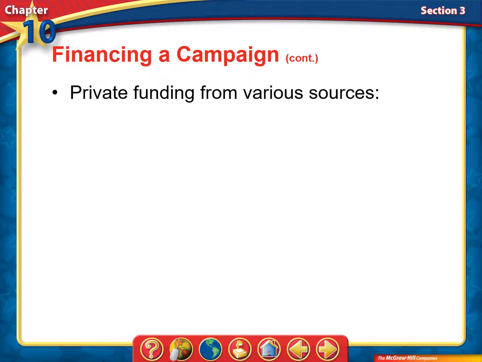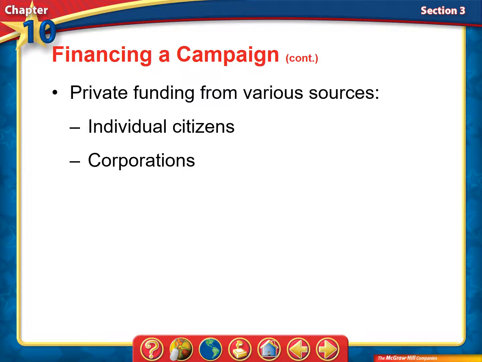But the real question is, if $1 billion is being spent by each candidate, where is that $1 billion coming from? So private funding comes from various sources. It could be individual citizens. It could be one of you pull Mark Meadows aside and he can accept a certain degree of money directly from you. So individual citizens, possibly.